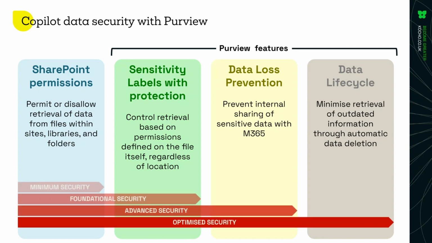And really, you do as much of this as you can. I would say at a minimum, do the SharePoint permissions. That's really the area to start, but then start looking at sensitivity labels, because they are the first line of defense in terms of making sure files are being controlled wherever they sit. Then you can look at bringing in data loss prevention to help prevent that. And then if you really want to go further and optimize this, then look at bringing in data lifecycle as well. All 4 of those together will really help with controlling the data that's being brought back by Copilot.